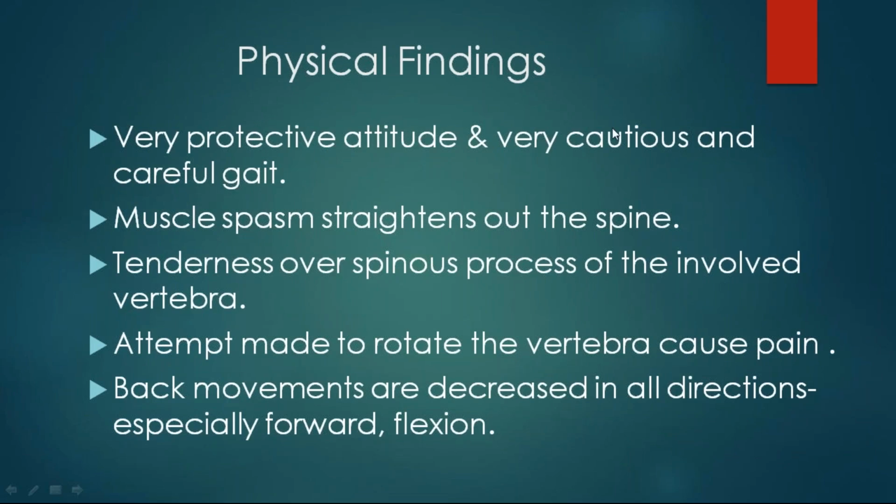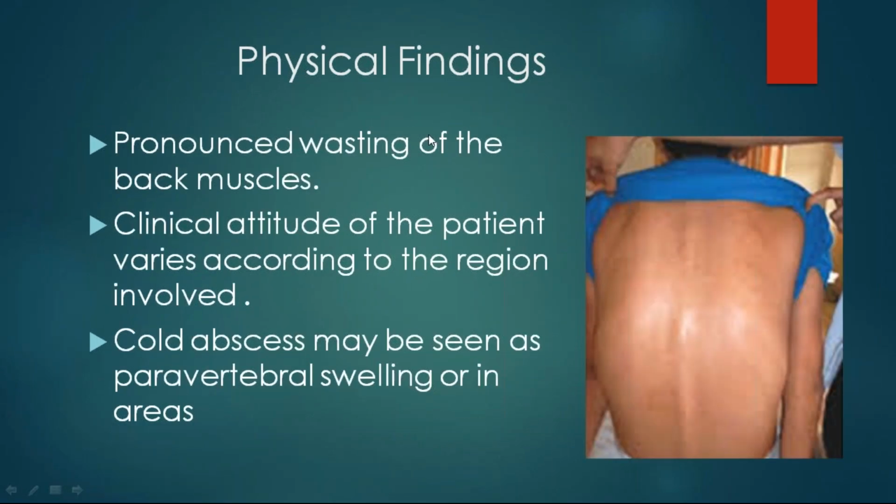So there is a very protective attitude and a very cautious and careful gait. This is called an alderman's gait. And there is muscle spasm, which straightens out the spine. The spine will be straight because of the muscle spasm, and there will be tenderness over the spinous process. If we try to hold the vertebra and just move it, it will cause a lot of pain to the patient. And the back movements are decreased in all directions, especially forward flexion, which is the coin test.